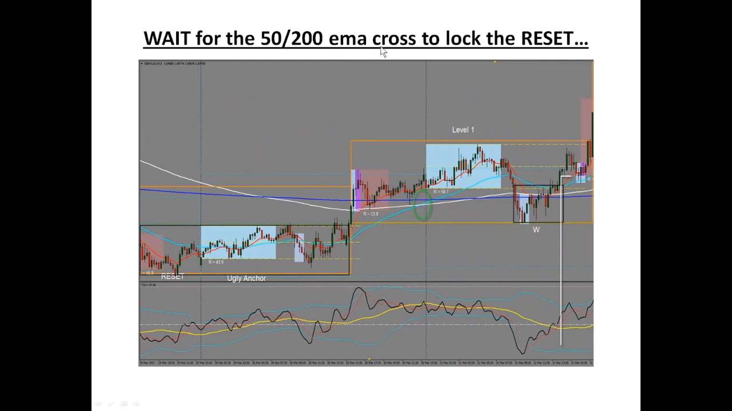Wait for the 50-200 EMA cross to lock the reset anchor. So this is my ugly anchor, right? It's just kind of messing around. I don't know what it is. I am not touching this one because, as far as I'm concerned, I'm in level 1 or maybe even level 2 short. I know on the 4 hour chart I'm only in level 2, and I'm expecting it to go to level 3 on the 4 hour. That means on the 1 hour, I'm expecting it to reset somewhere.